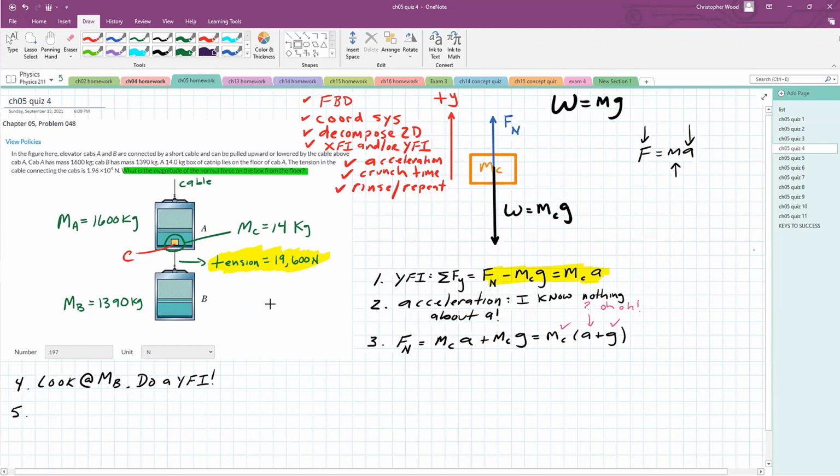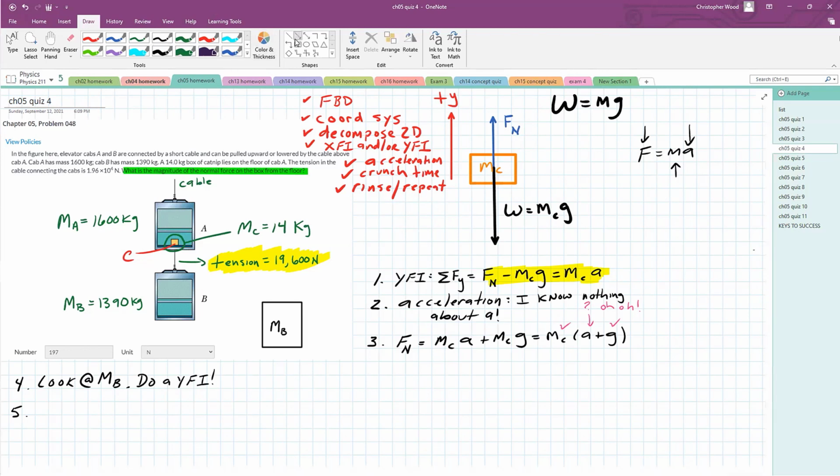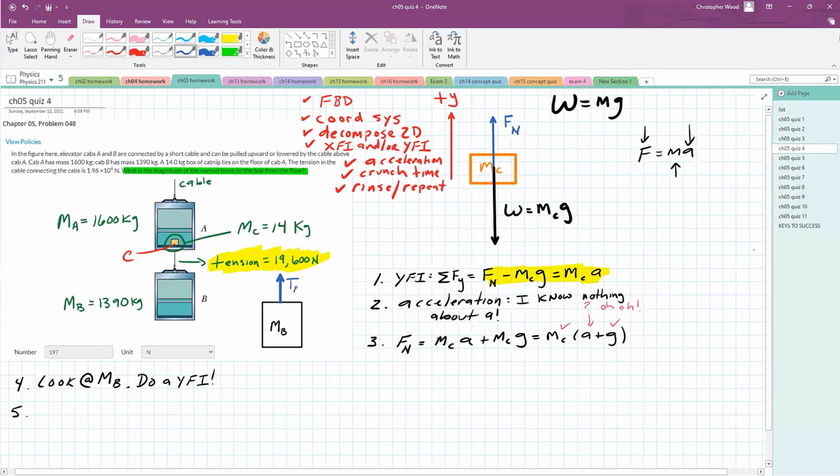So here's elevator cab B. I'll draw it right here. This is M subscript B. I'm just redrawing it to make it easier to read. What are all the forces acting on this? Well, there's tension force. Tension always pulls. Tension can never push. So I'm just going to call this T, the tension force between A and B.